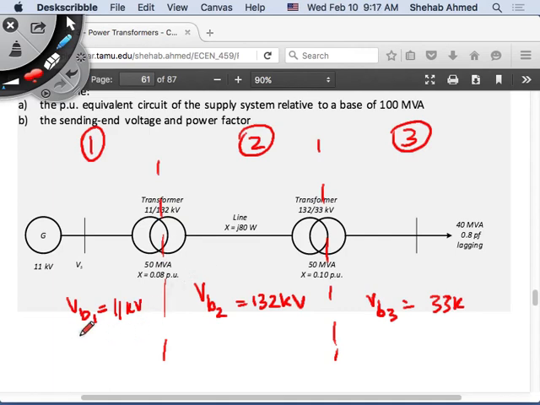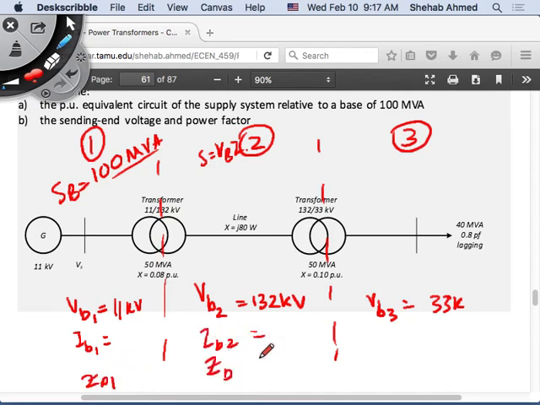Then, at least for practice now at the beginning, I would go ahead and write down, calculate your current base. Your power base is 100 MVA. So S base is 100 MVA. This is your power base. You should be able to calculate from S base equal to voltage base times current base the current base in zone 1, impedance base in zone 1, then current base in zone 2, impedance base in zone 2. Do the same thing for zone 3. And now, go and calculate your impedances in the different zones.